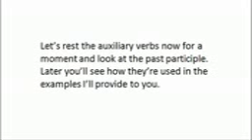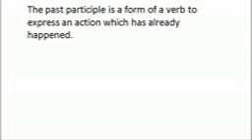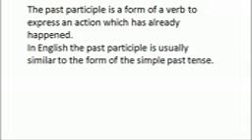Okay, so far, let's rest the auxiliary verbs for a moment, and look at the past participle. Later you will see how they're used in the examples I'll provide to you. The past participle is a form of a verb to express an action which has already happened. In English, the past participle is usually similar to the form of the simple past tense.